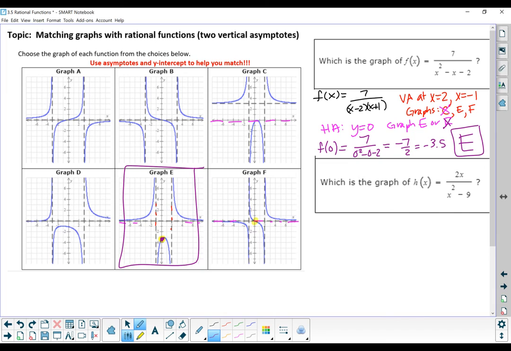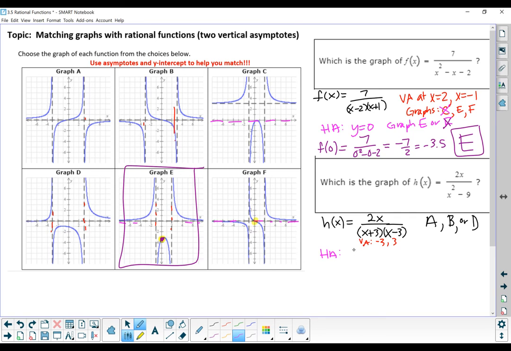Okay, let's try to match graph H. So again, I would start with factoring. So this is 2x over x plus 3 times x minus 3. So it looks like our choices are going to be A, B, or D. Those are the ones that have those vertical asymptotes at +3 and -3. Okay, so let's look at our horizontal asymptote next. I guess I should write down that those were our vertical asymptotes.